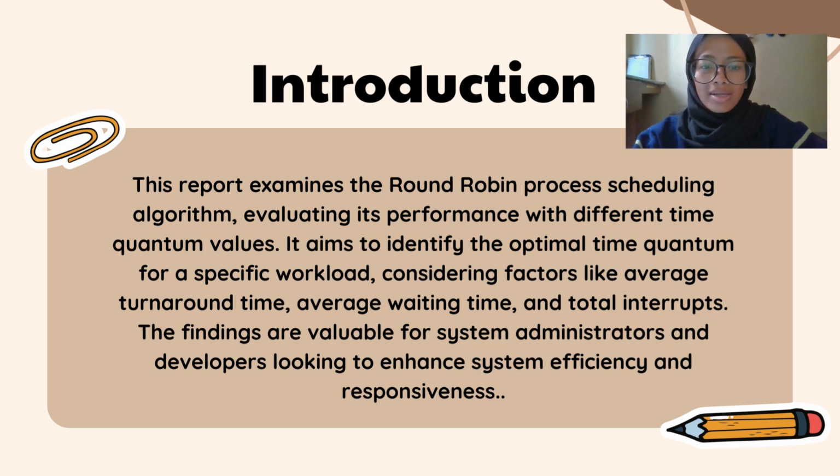The report explores the round-robin process scheduling algorithm, dissecting its code implementation and assessing its performance with varying time quantum values. Through detailed analysis and visual representations, the report aims to pinpoint the optimal time quantum for specific workloads, balancing factors such as average turnaround time, average waiting time, and total interrupts. The insights derived from this study contribute valuable information for system administrators and developers seeking to fine-tune their systems for improved efficiency and responsiveness.